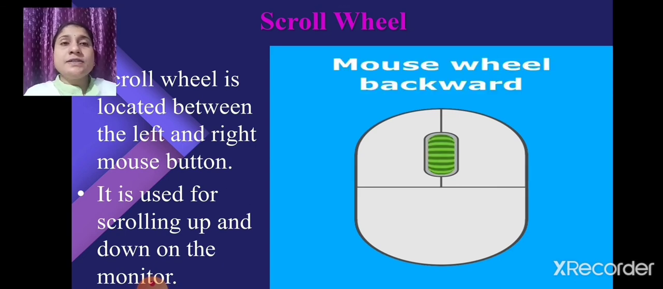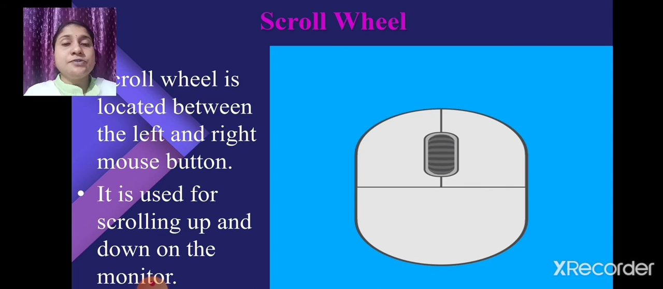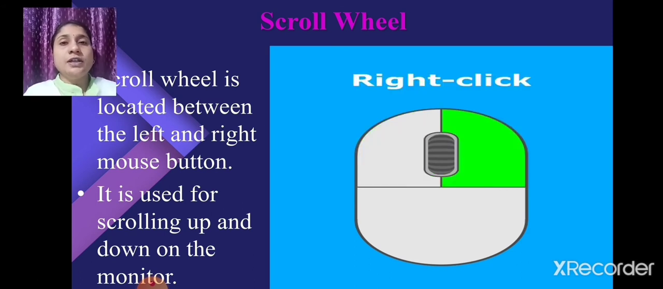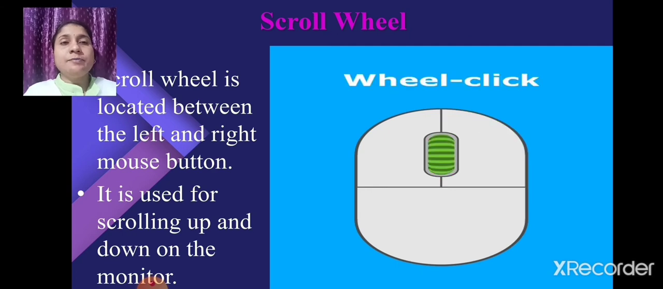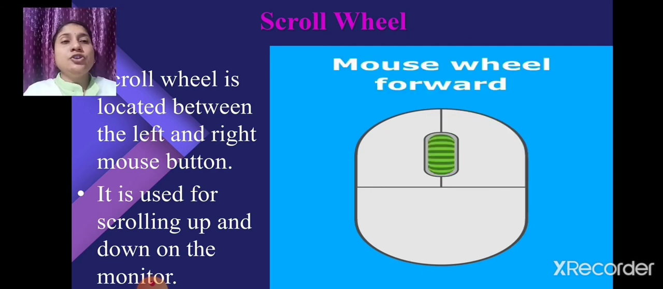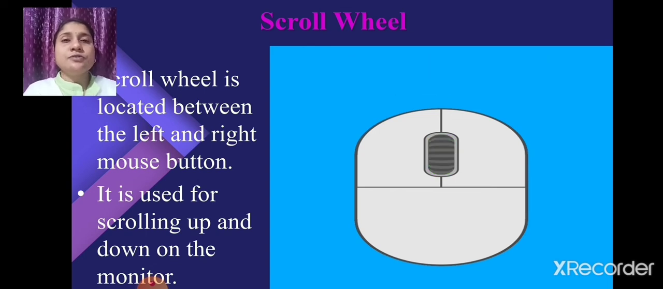So for what purpose is this scroll wheel used? It is used for scrolling up and down on the monitor. If you want to scroll up and down on the monitor, for this purpose the scroll wheel is used. So you can scroll the mouse wheel with the help of your index finger forward, or you can also scroll it backward.